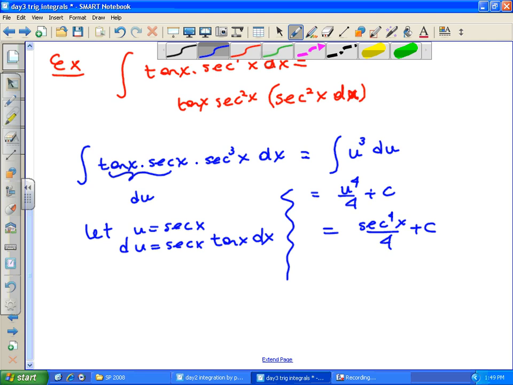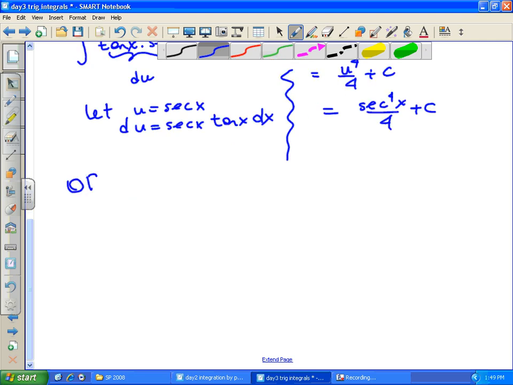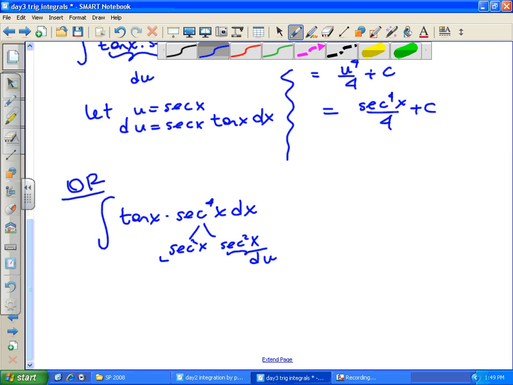Okay, so I'm going to rewrite the same question, but now we're going to do the other approach. Tangent times secant to the 4. And we're separating a secant square on the side for our du. So this is going to be reserved for the du portion. This is going to be converted into tangents, and we already mentioned that's going to be 1 plus tangent square, right? So if I rewrite this integral, it becomes tangent x times 1 plus tangent square x times secant square.